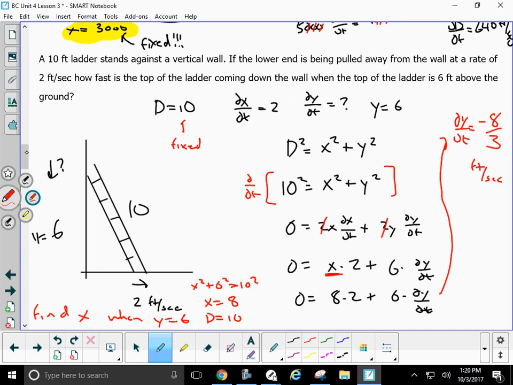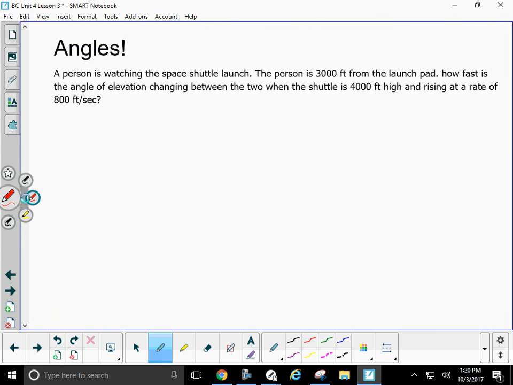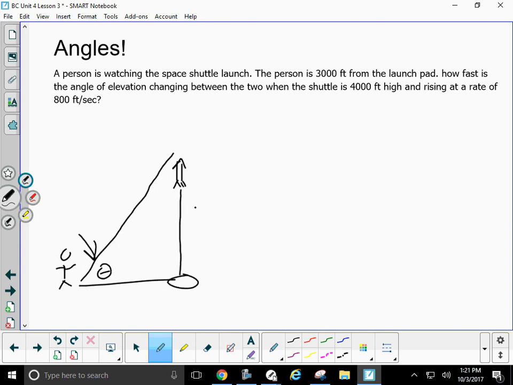Okay, good. We're going to skip the fish problem and move on to angles. Go back to that space shuttle. Okay, person watching the space shuttle launch 30,000 feet from the launch pad. The question is now, here's the rocket going up in the air. How quickly is the angle of elevation changing? That's this right here, theta. When the shuttle is 4,000 feet high and rising at a rate of 800 feet per second.